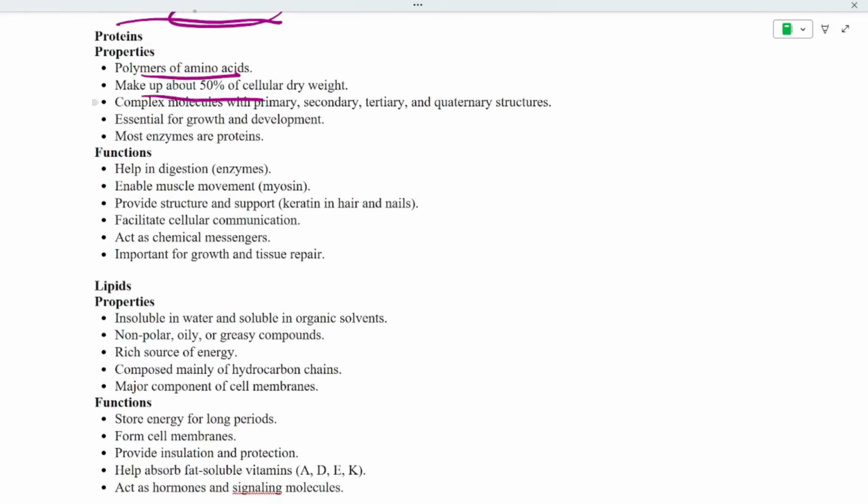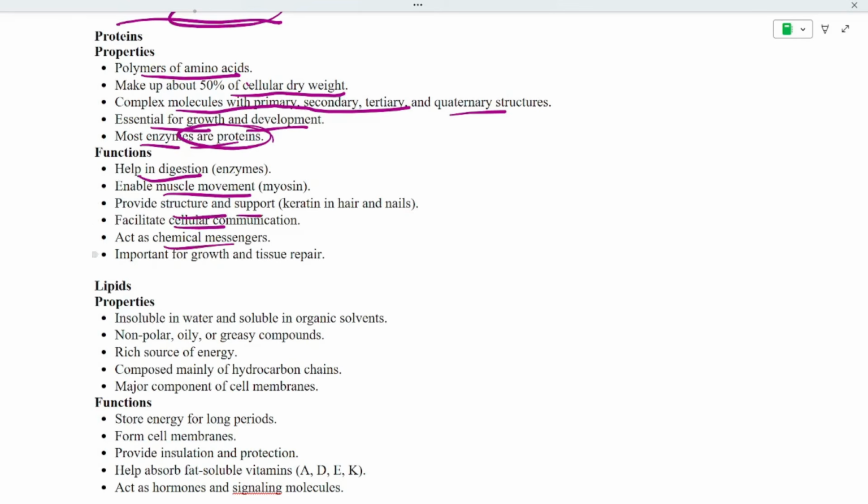They make up to 50% of cellular dry weight. They are complex molecules with primary, secondary, tertiary and quaternary structures, and they are essential for growth and development. Most enzymes are proteins. Okay, it mainly helps in digestion, muscle movement, and structure and support. And next is cellular communication: they act as chemical messengers and are important for growth and tissue repair.